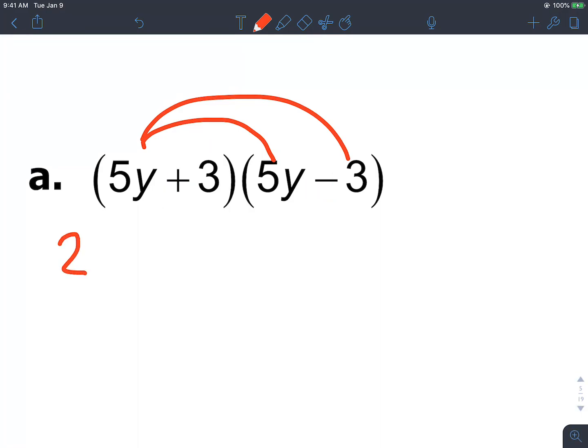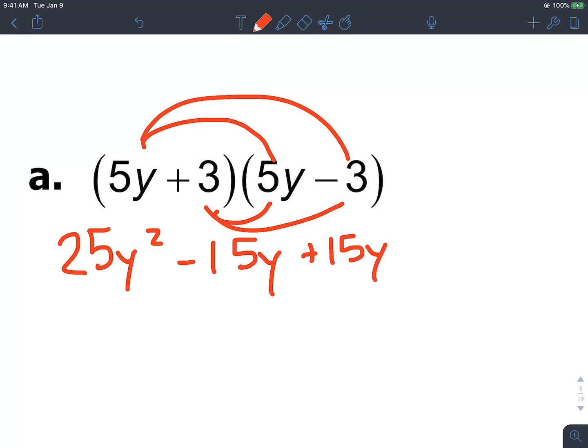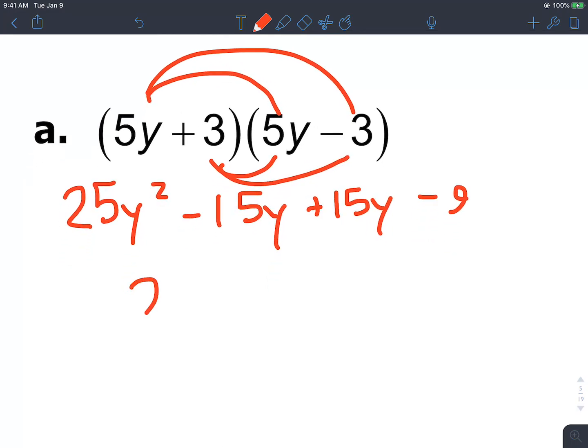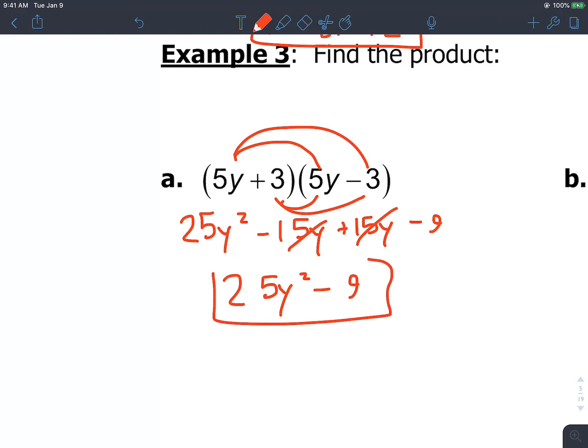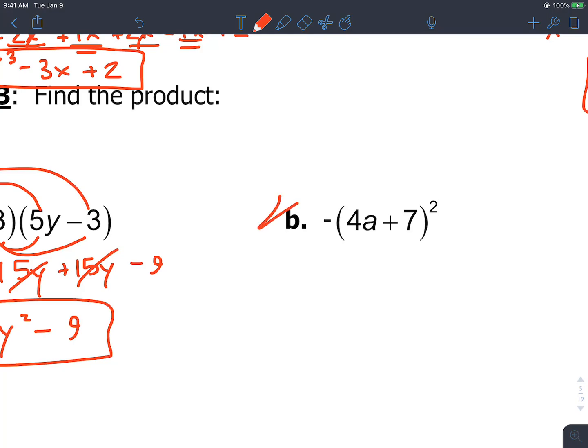If you do 5y times 5y, that'll be 25y squared. That'll be minus 15y. It'll be positive 15y. And then negative 3, that'll be negative 9 right there. Okay, and then we can combine our like terms. That'll be 25y squared. The 15y and the negative 15y cancel out, so it's just 25y squared minus 9. Let me make that 2 look a little bit better, like it's a part of it. So there you go.